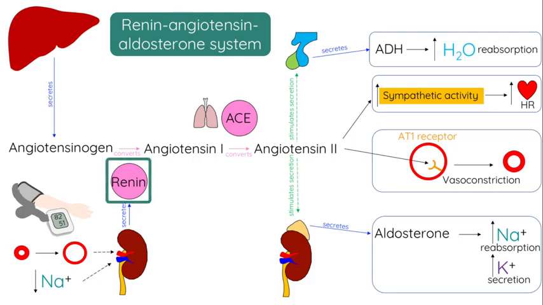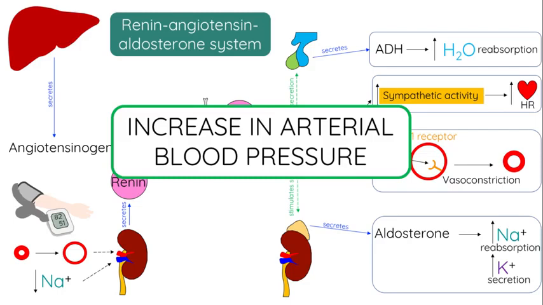So, this release of renin, subsequent release of angiotensin 2, and eventual secretion of aldosterone makes up what is known as the renin-angiotensin-aldosterone system. And once again, all the actions you see here are part of a homeostatic mechanism for increasing blood pressure and blood volume, primarily via renal sodium and water reabsorption, in situations where blood volume is low.